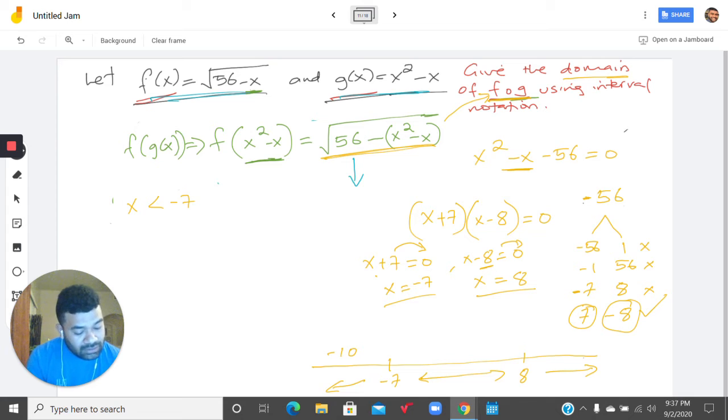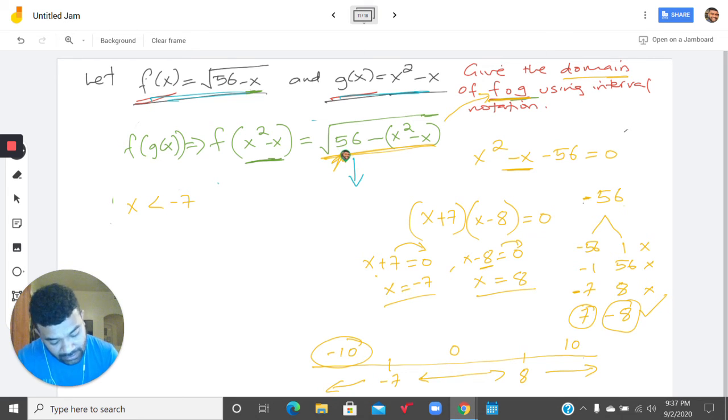I'm gonna pick a 0 for x between negative 7 and 8, and I might pick another 10 for x greater than 8. Now I'm gonna prove this. In order for me to prove this, if x is really less than negative 7, I'm gonna plug this number into the original equation, which is this one right here. That's the original equation.